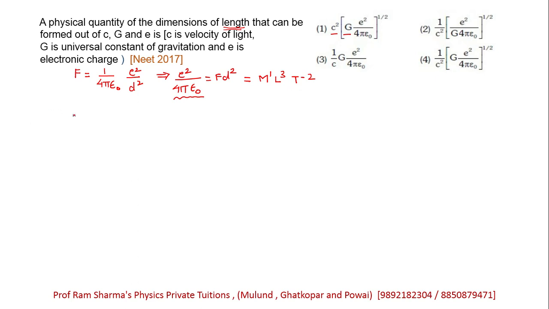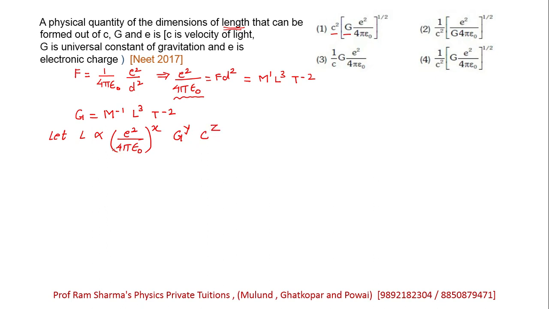Next, G, we already know the dimension. The dimension of G is M⁻¹ L³ T⁻², and c, we already know, speed of light, and all these combinations should finally give you length. So my length depends upon c, G and e squared upon 4 pi epsilon naught. So I will write, let L be proportional to e squared upon 4 pi epsilon naught the whole raised to x. Let it also depend upon G, so G raised to y and c raised to z. This is what I will write.